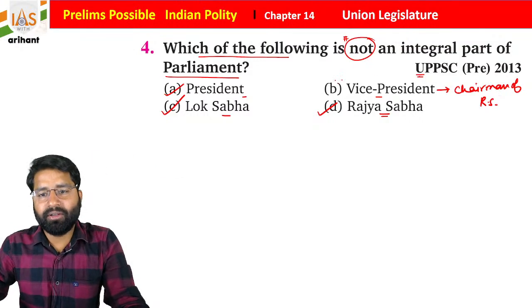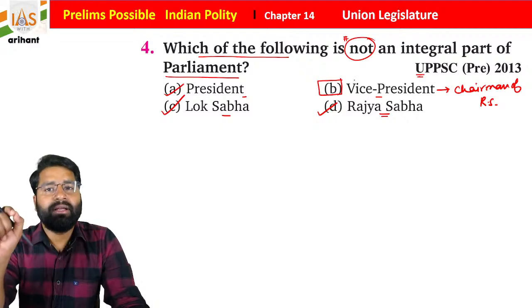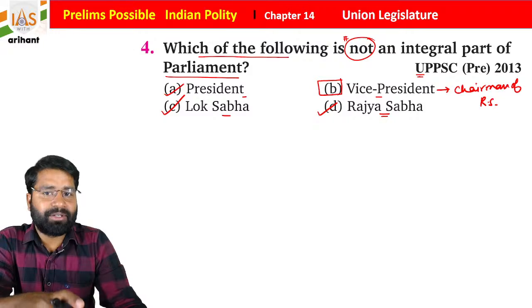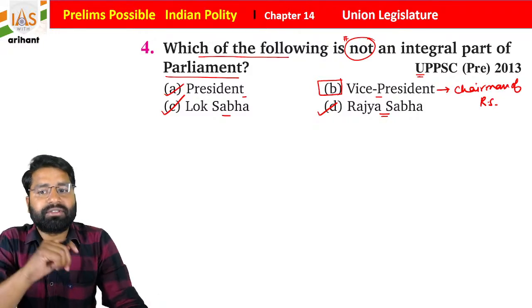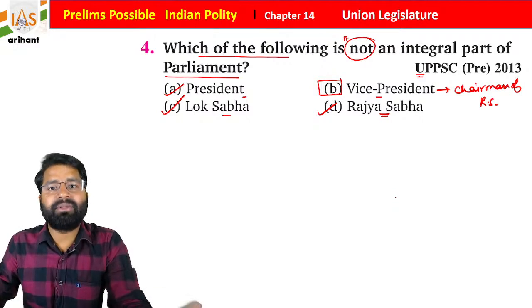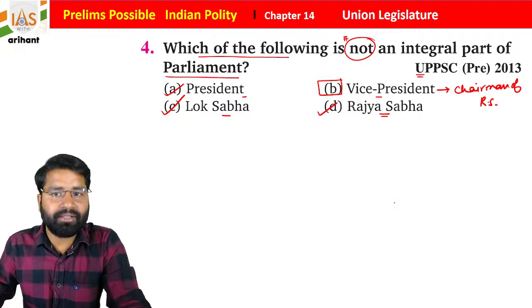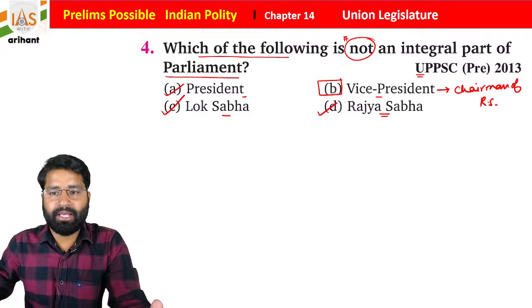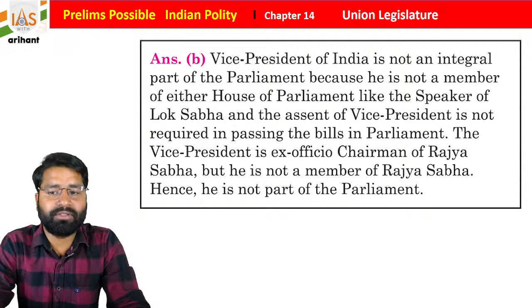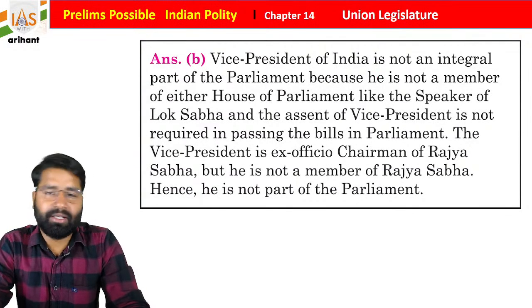As we all know, the Vice President is the chairman of Rajya Sabha, but he is chosen as Vice President, not as part of Rajya Sabha. He is basically not a member of Rajya Sabha. He can't vote. He can only function as the presiding officer. So option B is the right answer. The Vice President is not part of the Parliament, and he is the ex officio chairman of Rajya Sabha, students.